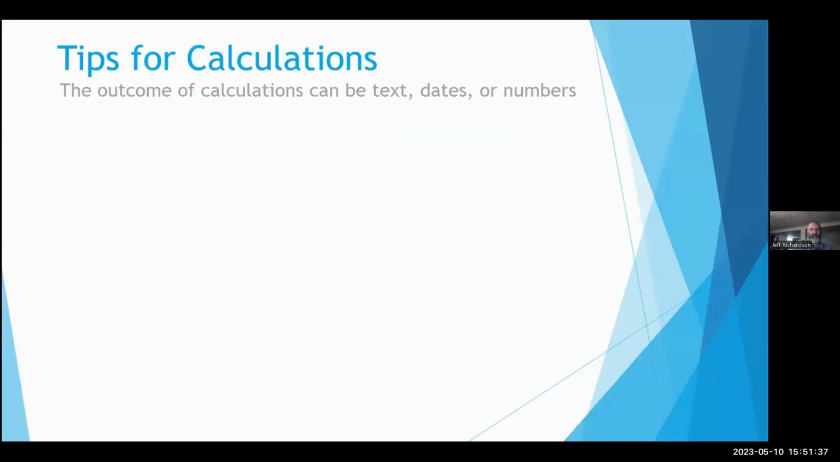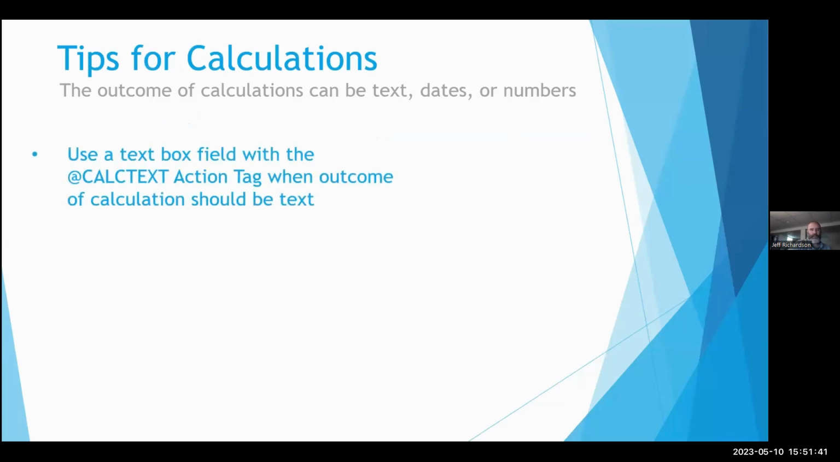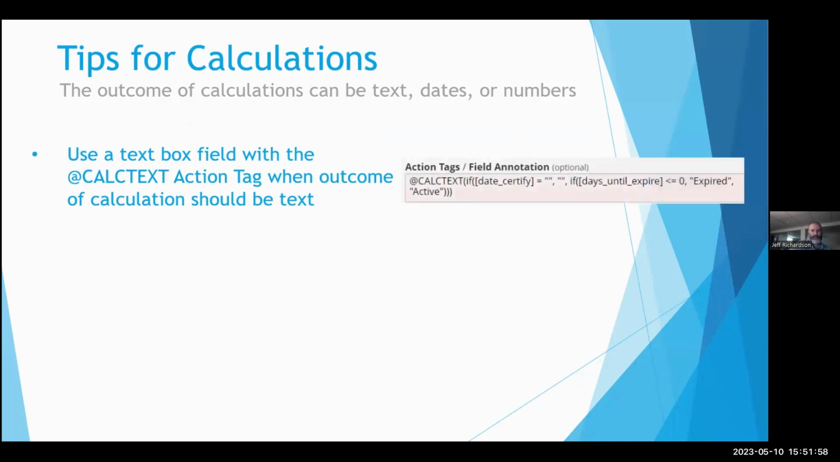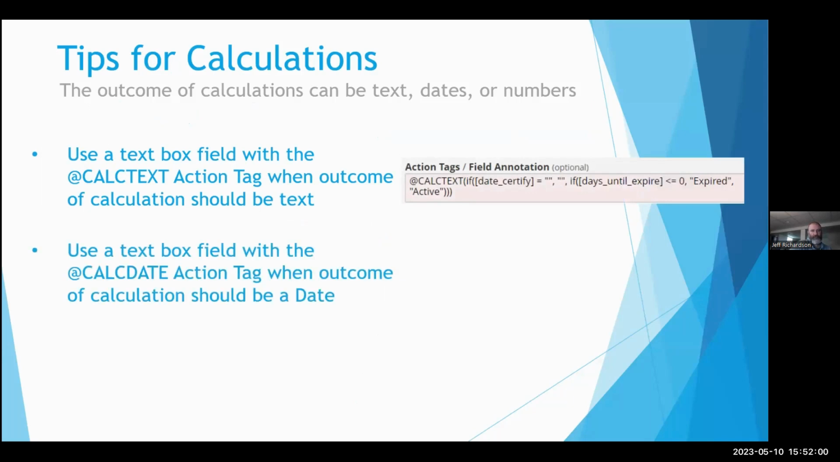Some quick reminders for using calculations in REDCap. There's 3 types of calculation outcome. The outcome can be a text, a date, or a number. So use a text box field with the calc text action tag, and the outcome should be text. Same thing with calc date. If the outcome of your calculation is a date, use calc date.